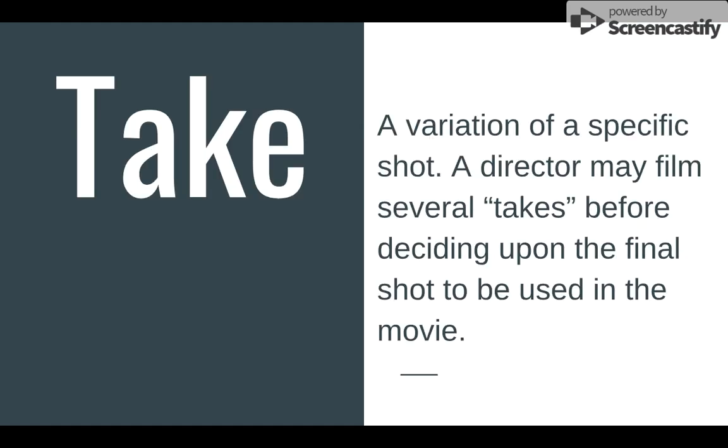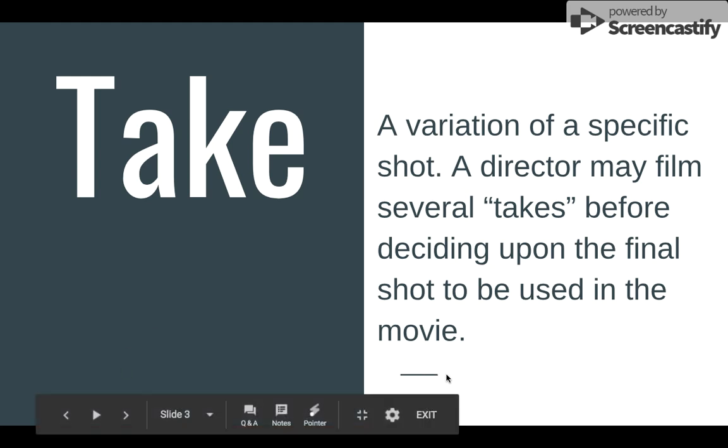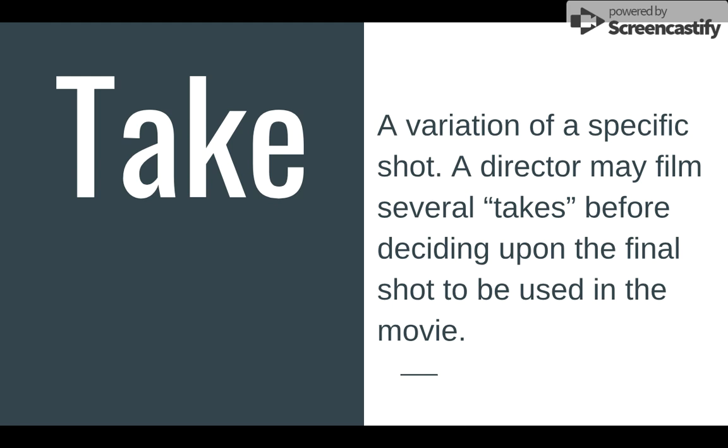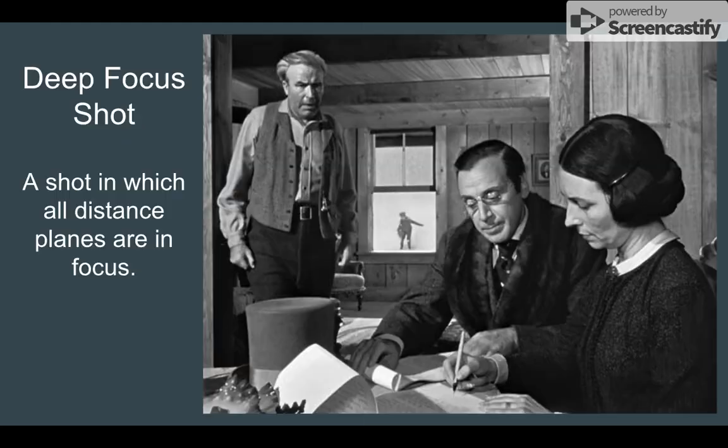All right, the first type of slide we're going to look at is just the word and the definition. Notice this annoying little line down here. You can change that by adding a white fill, and that'll cover that up. But we have take, and I've put it into my own words and added some details: a variation of a specific shot. A director may film several takes before deciding upon the final shot to be used in the movie. So that's the first type of slide you might use.